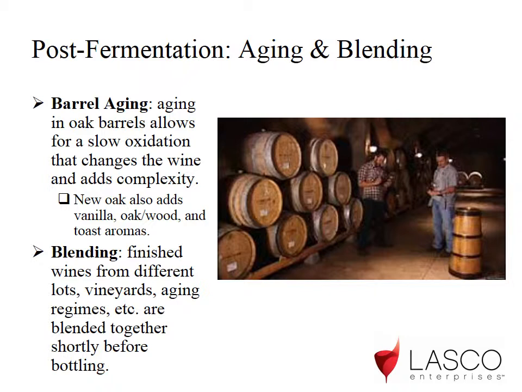The final stylistic decisions are made in the blending process. The winemaker composes her final wine by blending finished wines from different lots. These various lots could contain wine made from grapes from different vineyard sites, or even grapes of different varieties. They could also contain wines that went through different aging regimes. The goal is to achieve that perfect balance and flavor the winemaker desires.